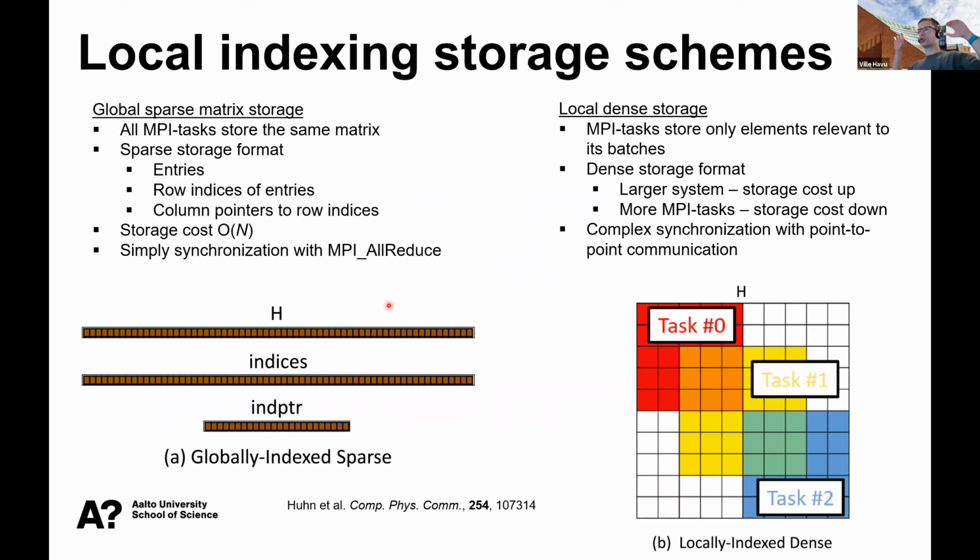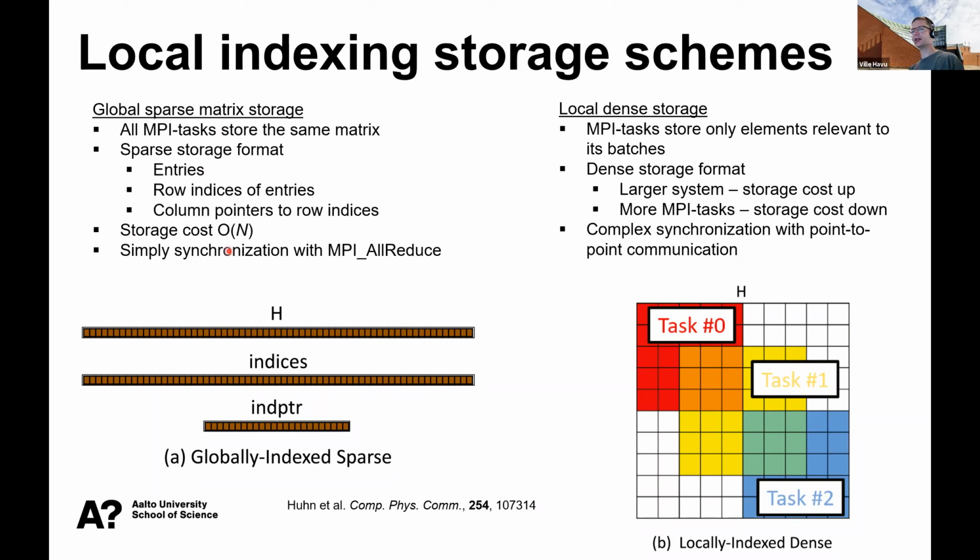In AIMS, there are two storage schemes. The first one, the original one, well, not the one, but the first useful one, is the global sparse matrix storage, where all the MPI tasks store the same matrix. And it's stored in a sparse storage format where you have the entries, row indices of the entries, and column pointers to row indices. So this is the compressed row storage or compressed column storage, depending a little bit; for a symmetric matrix, it's actually the same.